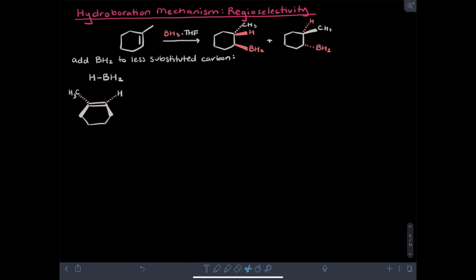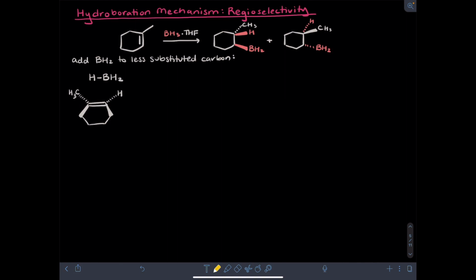For keeping track of where the boron and hydrogen are adding, I'm going to start by imagining rotating our alkene so that we're looking at it sideways. The cyclohexyl ring is supposed to be coming out at you, and the methyl and hydrogen groups are pointing away from you, into the page. The hydroboration mechanism is a new one.